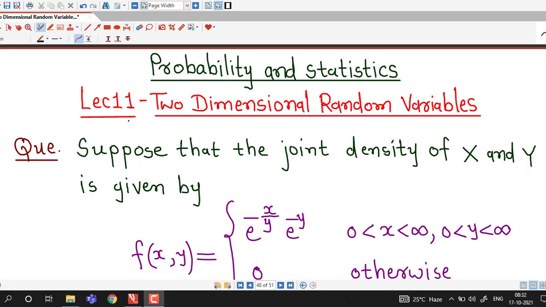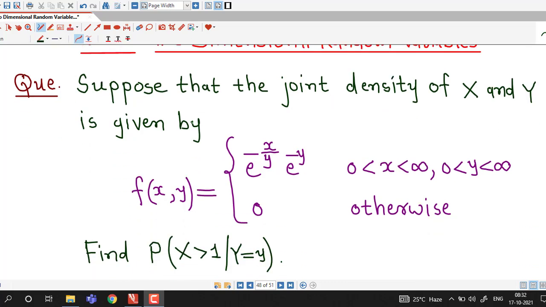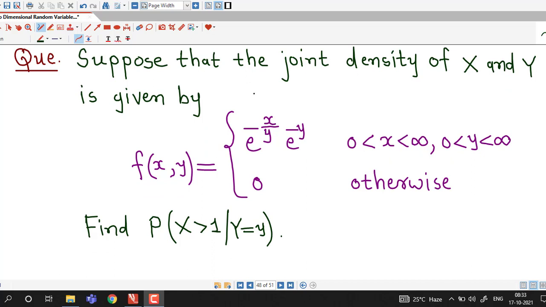Hello friends, I welcome you in lecture number 11 on two-dimensional random variables. In this lecture, we are going to discuss one question on conditional density function of a random variable. So let's start with this question.